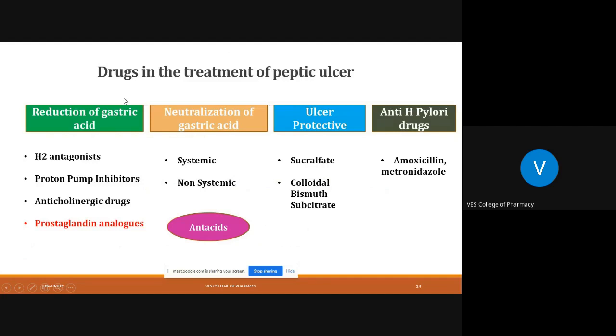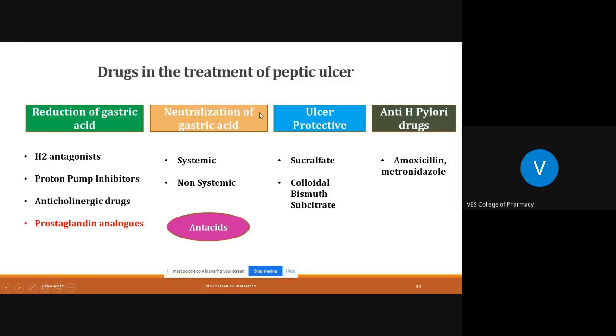The classes we're going to study in this topic are these 4 categories. One, reduction of gastric acid. How are we going to reduce the gastric acid? By giving the H2 antagonist, proton pump inhibitor, anticholinergic drug, and one more, prostaglandin analog. It is mostly given in cases of NSAID induced ulcers.